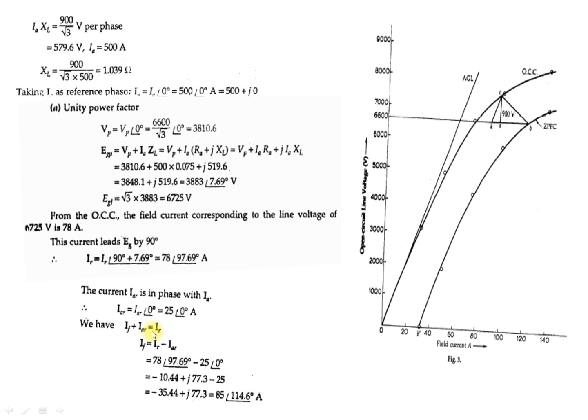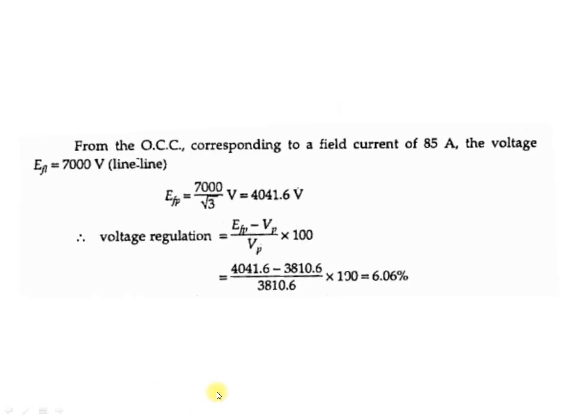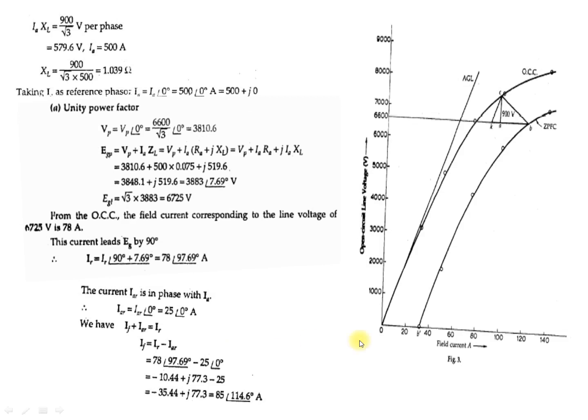By adding that value of IAR, we have IF plus IAR, which is equivalent to IR. But we need to find out what IF is over here. Pushing this IAR to the other side, we have IR minus IAR, which is equivalent to IF. Putting these values in and finding IF, we get 85 at an angle of 114.6 amps. So the new IF of this problem is 85.